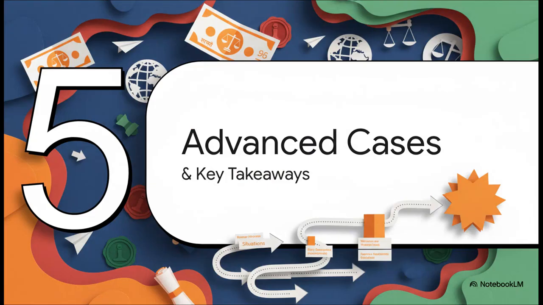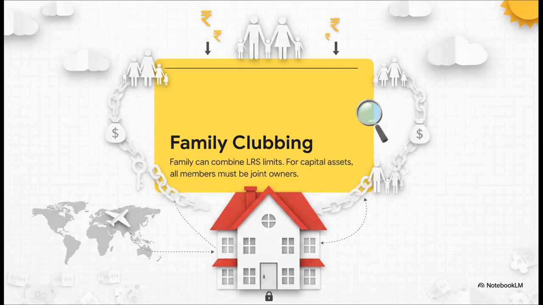All right, you've totally got the basics down now. So let's just touch on a couple of more specific scenarios, and then we'll wrap it all up with the key things you absolutely need to remember. This is a really cool feature called clubbing. Basically, a family can pool their individual LRS limits together to make a much larger transaction. But there's a huge catch you need to know. If it's for an investment, like buying property, every single family member who chips in their limit must be a joint owner on paper. That's a big one.